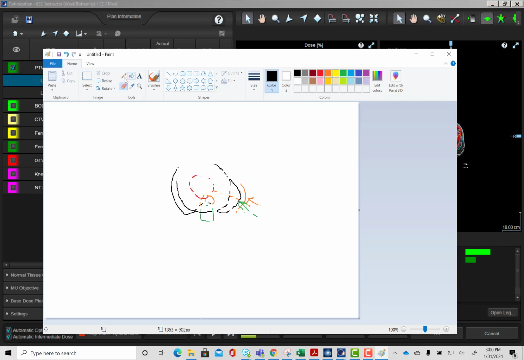How do I make my eraser bigger? I don't know.